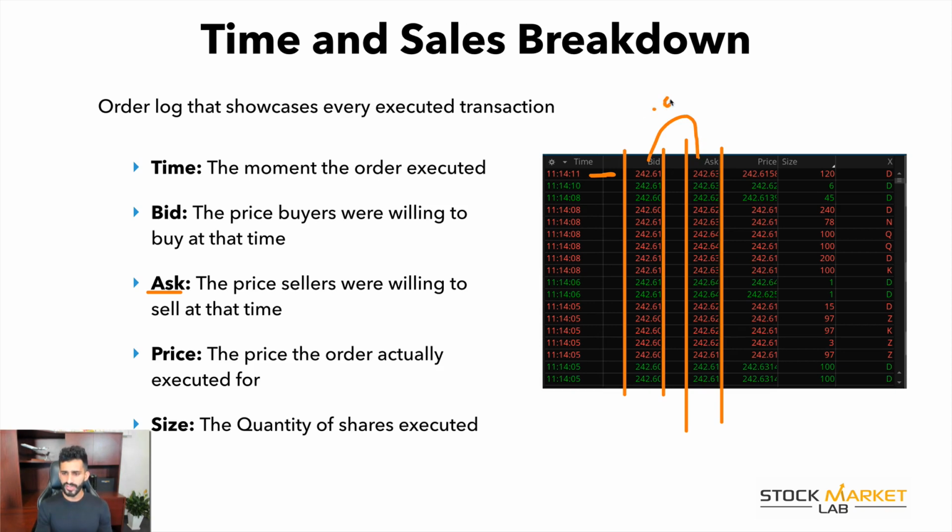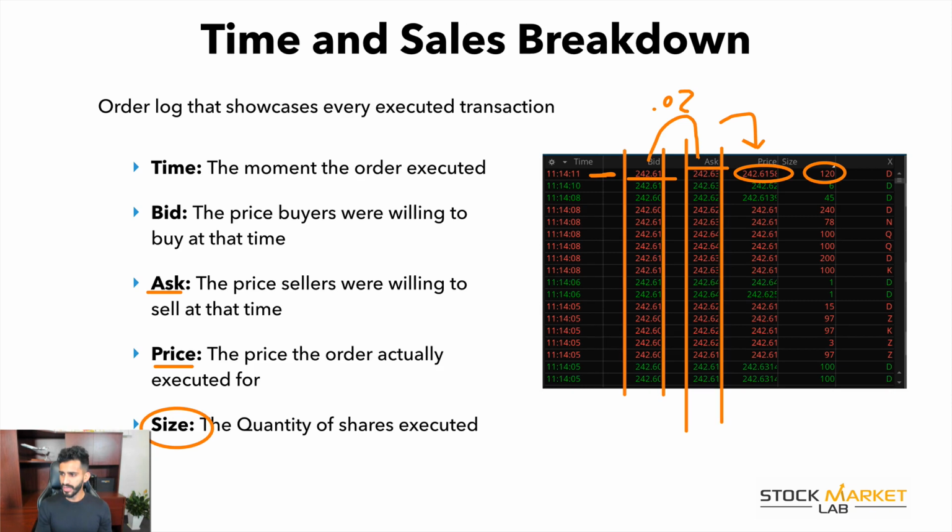There's also a 2-cent spread. The price right here is telling us the price that the order actually executed for. So at this point, buyers wanted to buy it for 242.61. Sellers wanted to sell it for 242.63. The actual transaction happened at 242.6158.